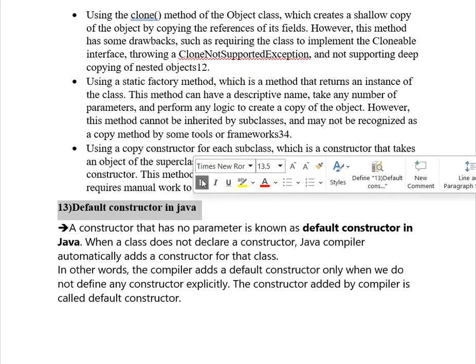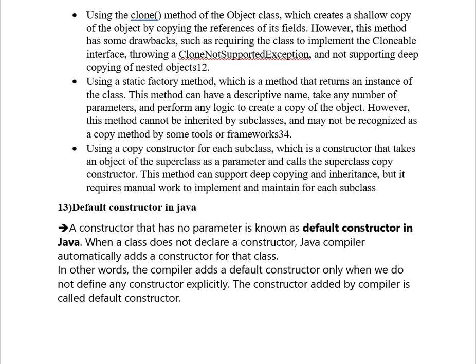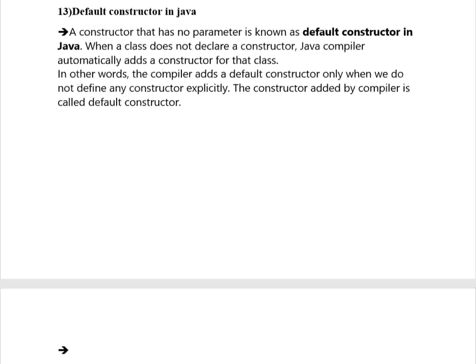Default constructor in Java. A constructor that has no parameter is known as a default constructor, and when a class does not declare any constructor, the Java compiler automatically adds a constructor for this class. We have seen in the previous question that a default constructor means when we do not declare any constructor, the compiler will create this constructor automatically. Any constructor that has no parameter is known as a default constructor. In other words, the compiler adds the default constructor only when we do not define any constructor explicitly. And the constructor added by the compiler is called the default constructor.